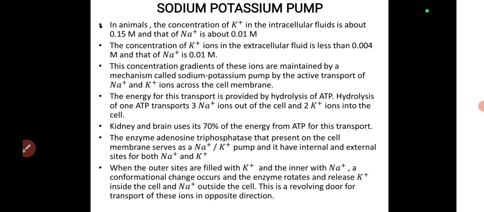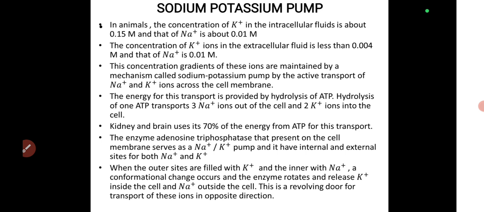There is a correction, keep in mind: it's 0.01. Actually it is 0.1. Here it is 0.01, correct it as 0.1. So in extracellular fluid, the concentration of Na plus is higher, whereas in intracellular fluid, the concentration of K plus ions will be higher. That's the situation. So inside the cell, potassium ion concentration will be higher. Outside the cell, sodium ion concentration will be higher.